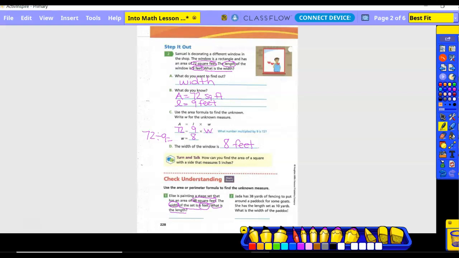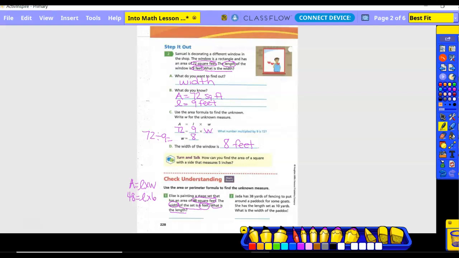Okay, so my formula, am I doing a perimeter formula or an area formula? Area. So area equals length times width. Do I know what the area is? Yes. What is the area? 48. 48 equals, do I know the length? No. So L times, what's the width? 6.